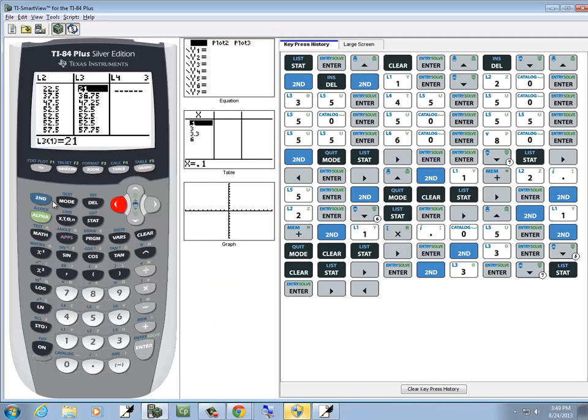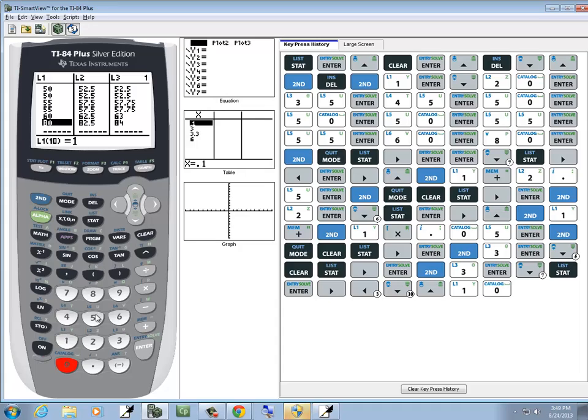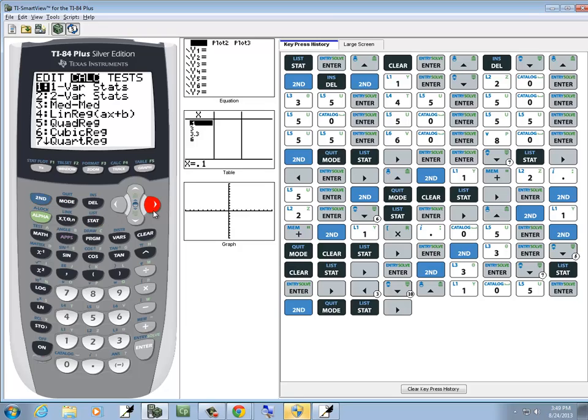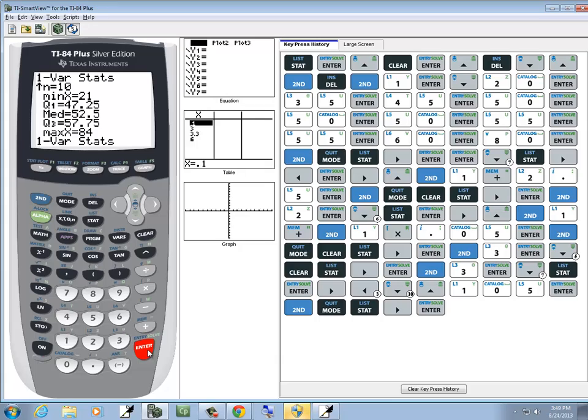Okay. I could put it into a new list, but I might as well just put it in L1. I don't think I'm going to use that again. So I'm going to come down here to the last entry, 80, and I'm going to change that to 105. And then I'll press enter. I'll do second mode, exit out, and I'll do stat, right arrow to calc, and I'll do enter on one var stats, and enter again.